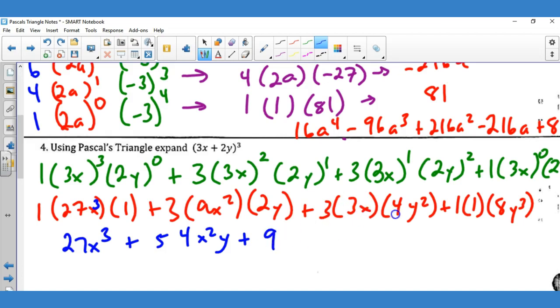Then we have 3 times 3 is 9. Alright, so 9x times 4y squared. Alright, 9 times 4 is 36. Oh, I didn't need to write the 9. It's 36. I'm sorry. 3 times 3 is 9. 9 times 4 is 36. So we have x, y squared. There we go. And then lastly, we have 1 times 1, which is 1, times 8y cubed is 8y cubed.